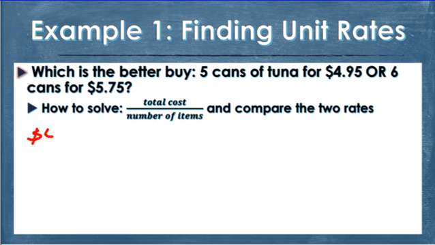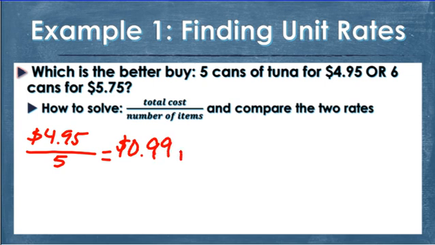So I'm going to take the $4.95 and I'm going to divide it by how many cans I'm purchasing. I'm purchasing 5 of them. I want to find out what is the cost per can at that price. So if I do $4.95 divided by 5, that would give me 99 cents per can.